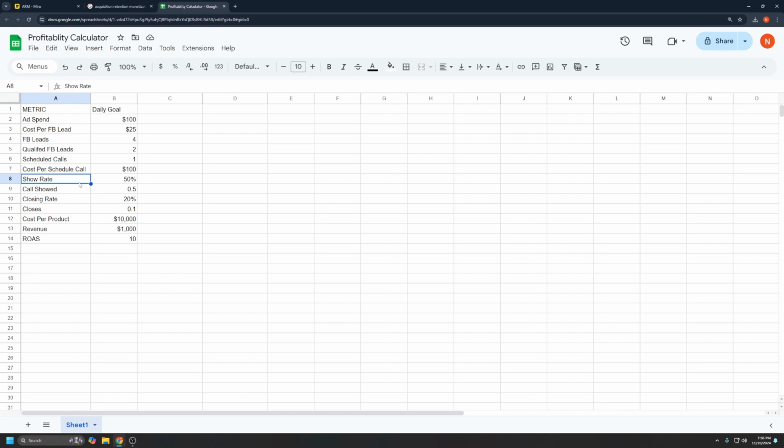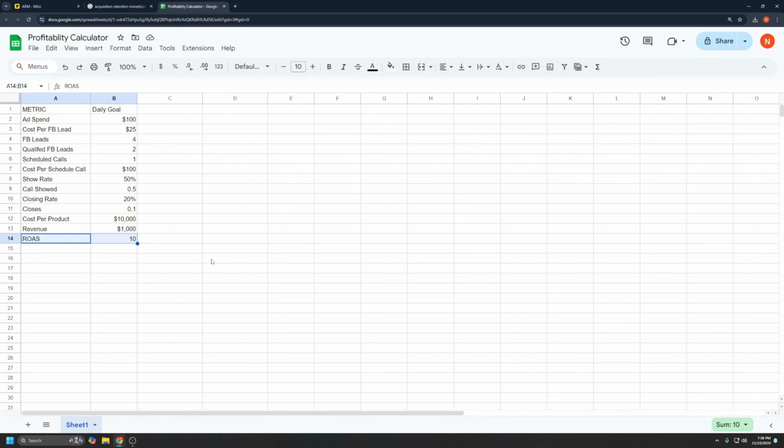Of course, the show rate. Whenever someone books a call, what's the percentage of people that show up for that call? We're going to lay out the number there too. What's the closing rate that we're seeing from this offer right now from the sales team? This is always fluctuating. This is also a call funnel, so you play it differently each way. You can see the amount of closes they have per day. What's the cost per product? What's the revenue that's coming through? And also what's the ROAS, of course.